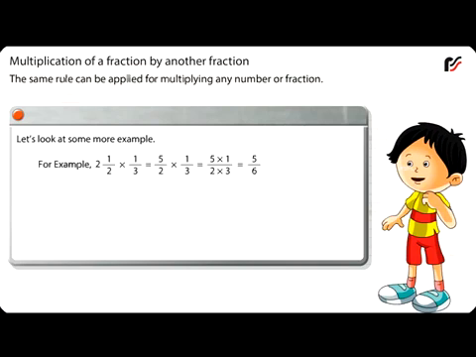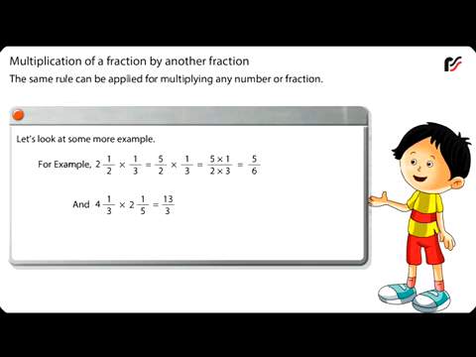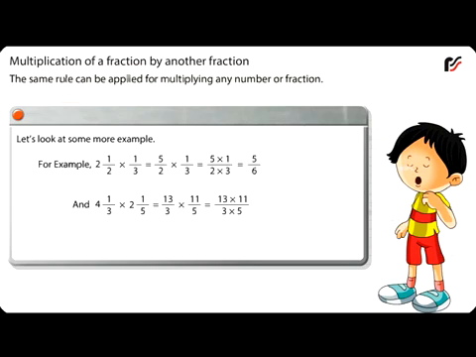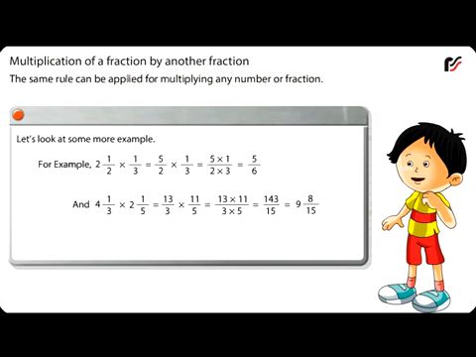by 6. And 4 1 by 3 multiplied by 2 1 by 5 is equal to 13 by 3 multiplied by 11 by 5 is equal to 13 multiplied by 11 whole divided by 3 multiplied by 5 is equal to 143 by 15 is equal to 9 8 by 15.